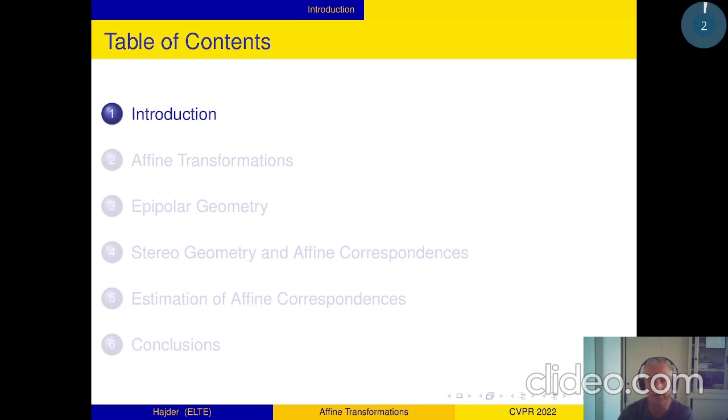Here is the table of contents. First we overview the problem and the motivation will be given, and after that we overview the affine transformation, types of affine transformations. Then the standard epipolar geometry will be introduced, and after that several laws will be stated for connecting the stereo geometry and affine correspondences, and several estimators will also be proposed to estimate different geometric properties of the scene or the cameras, the perspective cameras, based on the affine correspondences.